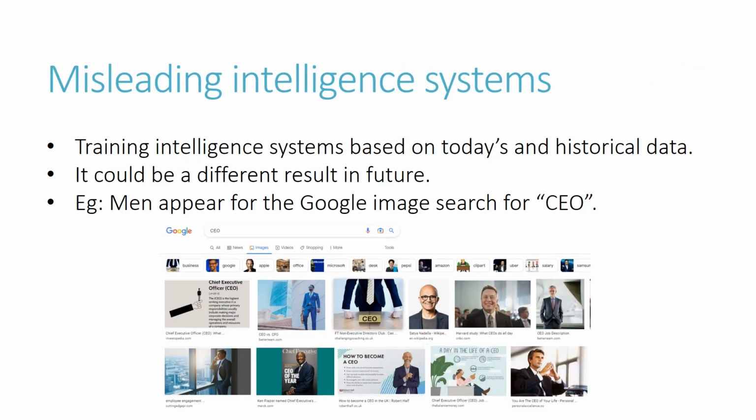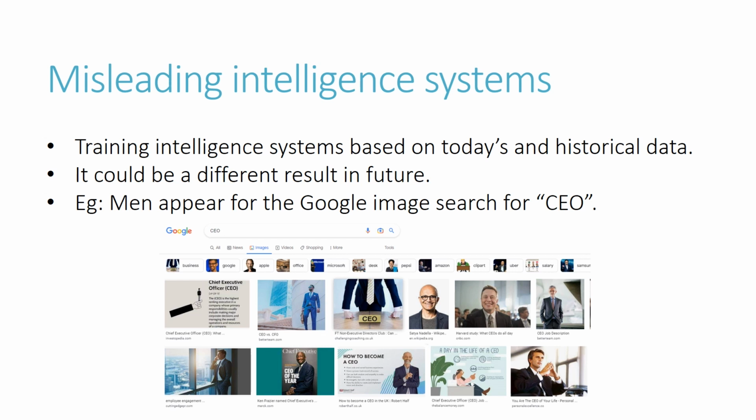The next issue is misleading intelligent systems. This means that intelligent systems are being trained using the world's present and past data. But nobody knows what would happen in future. If intelligent systems access current or historical data, but a change occurs at some point in time, Google Knowledge Graphs will deliver completely irrelevant results to the end users.